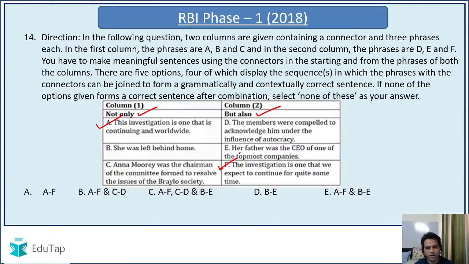This investigation is one that is not only continuing and worldwide, but also the investigation is one that we expect to continue for quite some time. Yes, guys, the correct option is option number A. I think A with F follows. Not only is this investigation one that is continuing and worldwide, but also the investigation is the one that we expect to continue for quite some time. Got it? The correct option is option number A, guys.